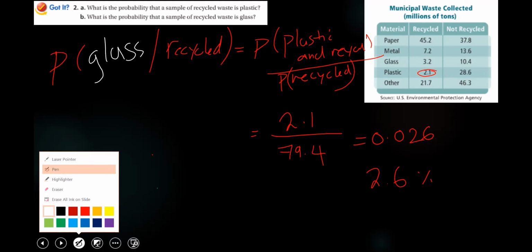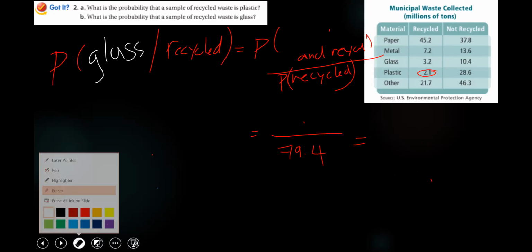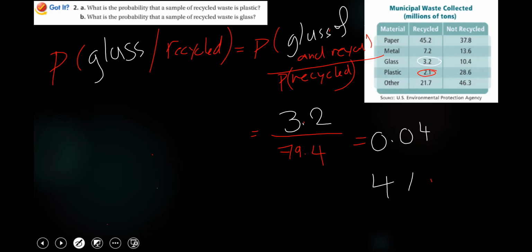Now let's solve B. What is the probability of recycled is a glass? We have to do the same steps here, but changing the numbers. So instead of plastic here, let's write glass. And here, instead of plastic and recycled, let's write glass and recycled. So glass and recycled, it is 3.2, over 79.4, which is 0.04 or 4%.